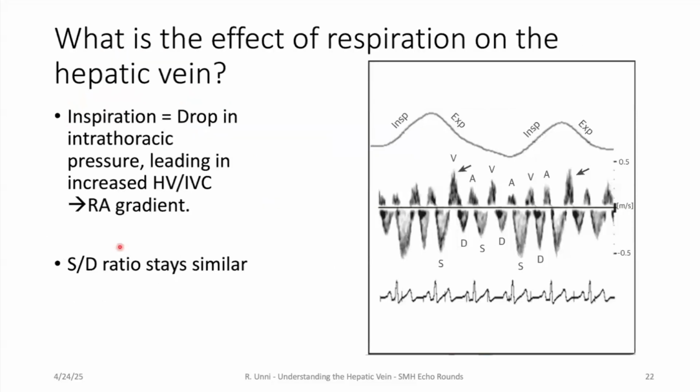Now, what is the effect of respiration on the hepatic vein? We've all seen this; you've been trying to interrogate it while the patient's breathing. When you take in a deep breath, you drop your intrathoracic pressure. So the gradient of flow from your hepatic vein and IVC into the RA goes up, and flow increases. Typically the SD ratio stays similar.